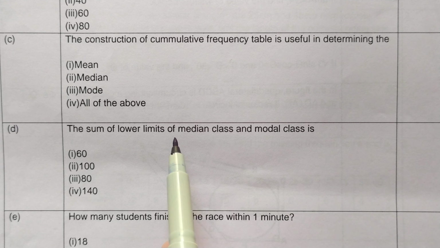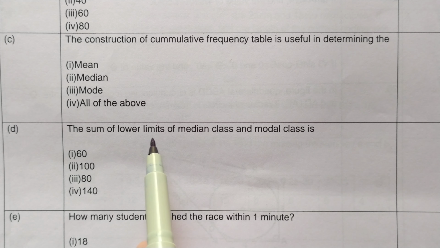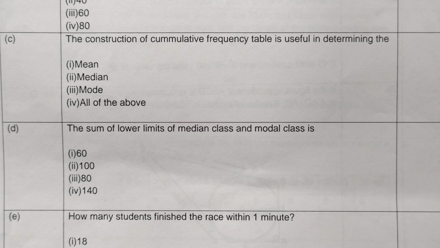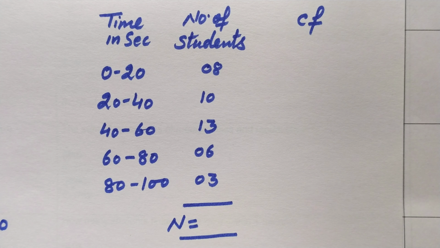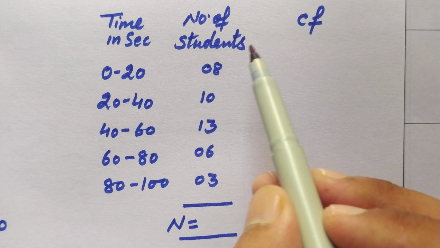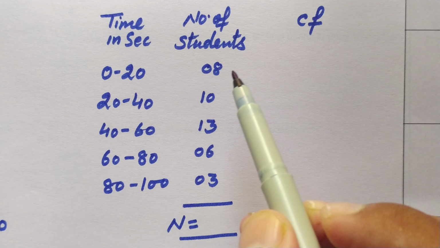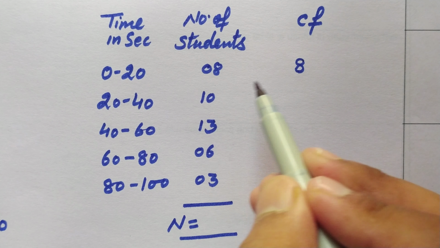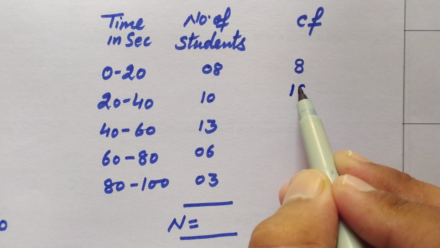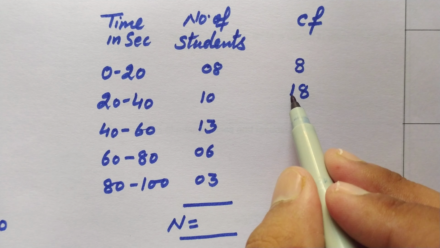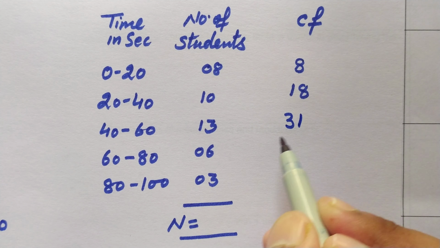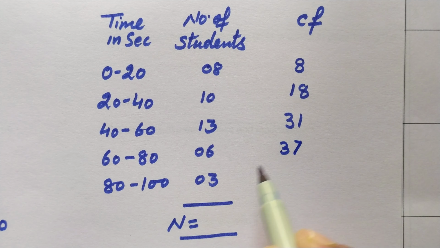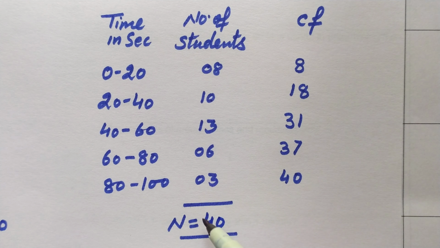So let's see what the lower limit of the median class is. Let's find the median class. Now I'll tell you how to find the median class. First of all, find the cumulative frequency. The first row is 8, so write 8 here. Now add these two. 10 plus 8, 18. Then 18 plus 13, that is 31. 31 plus 6, that is 37. 37 plus 3, 40. So the total is 40 only, n is 40 here. This sum should be equal to this.